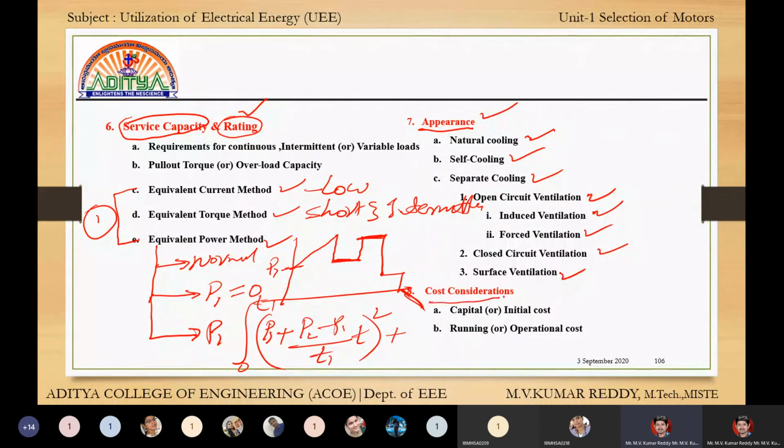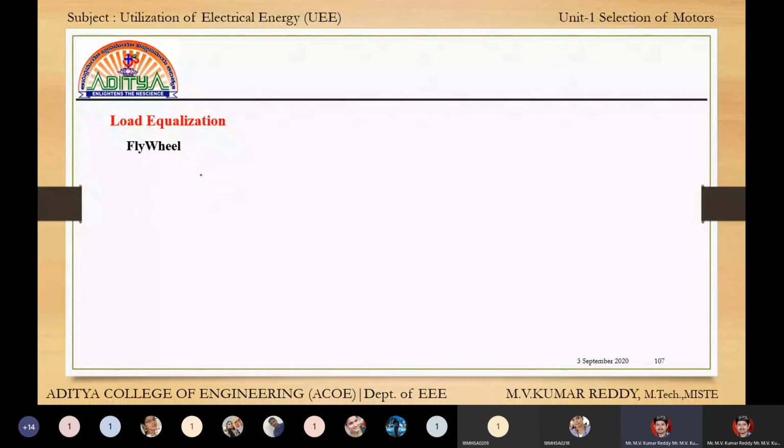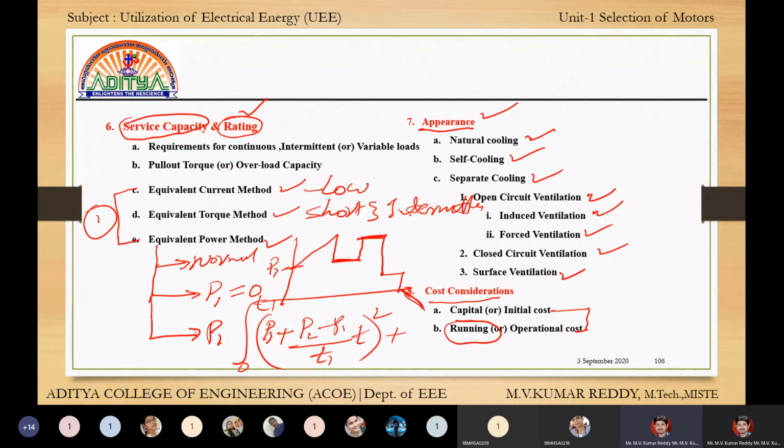Next one is cost consideration. We have to consider both costs, but mainly we have to consider running characteristics. Next one is flywheel, the last topic. Up to here, 8 factors are completed.